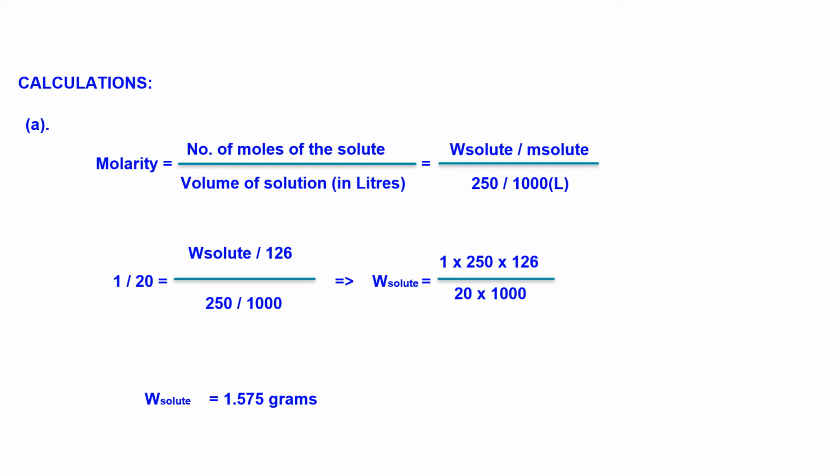Now this calculation is for A part. A part is making the standard solution. So this is A part of the aim. So we have to make 1 by 20 molarity of oxalic acid, 250 ml, which will be 250 by 1000 liters, because in molarity, it is number of moles divided by liters of solution. And number of moles will be the weight of the solute, which we have to weigh, divided by 126, which is the molar mass of oxalic acid. So when you rearrange the equation and do the calculation, you will get 1.575 grams. So this much you need to make 250 ml of 1 by 20.